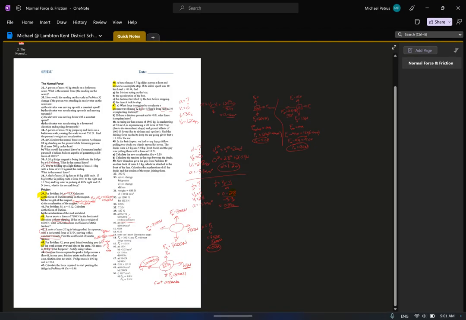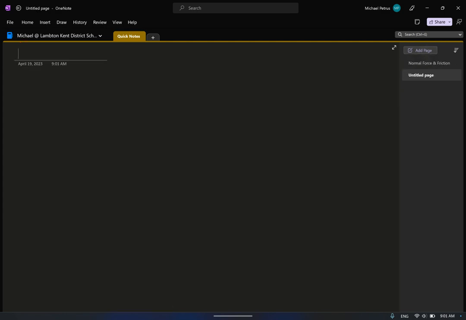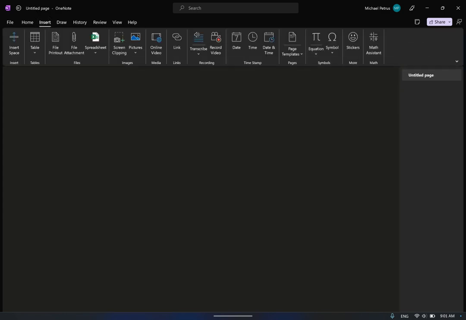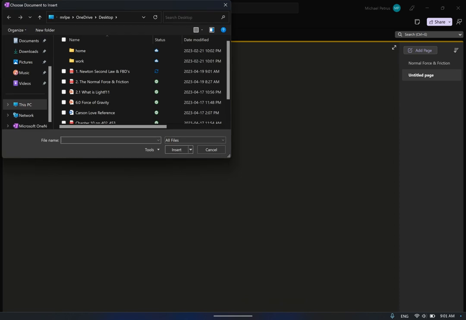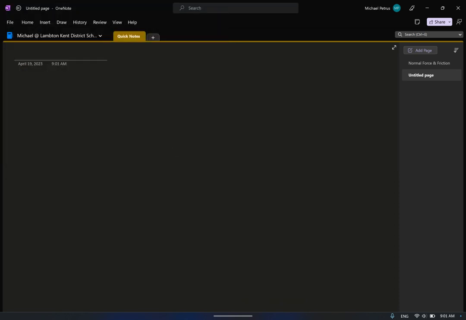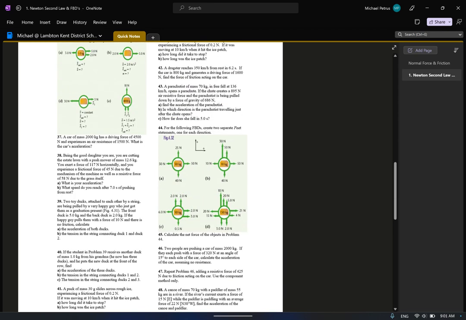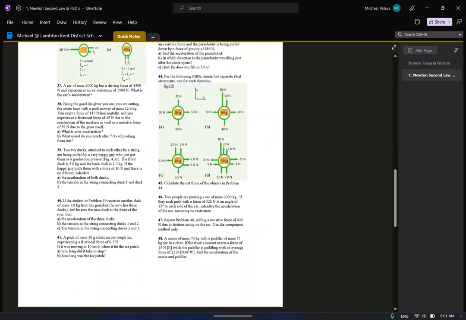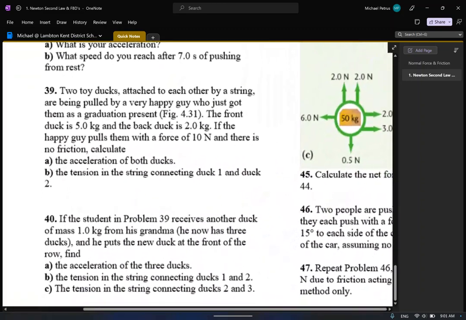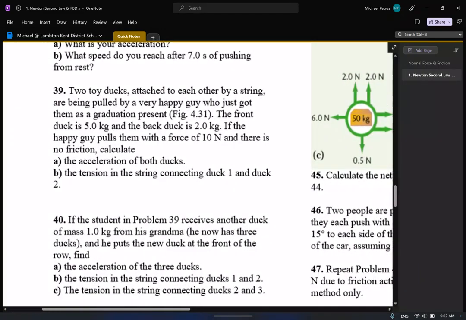All right, back to OneNote. I'm going to add a page, and I'm going to insert file printout. And I'm looking for Newton's second law. There we go. So here's the document. And the question I was looking for was 2 toy ducks.